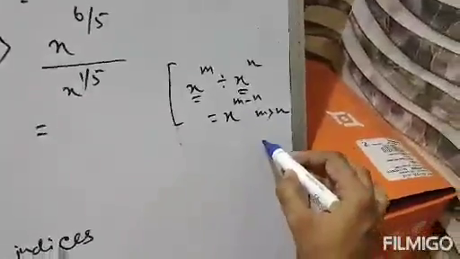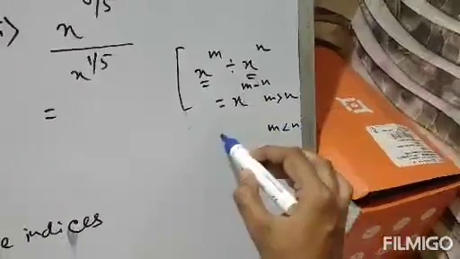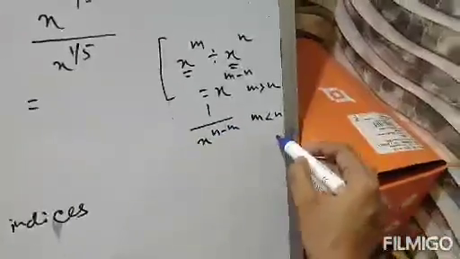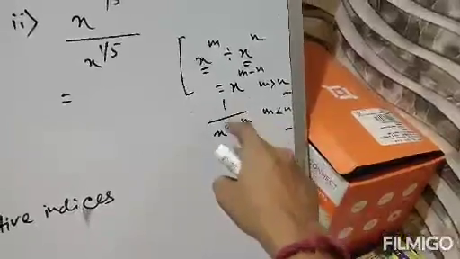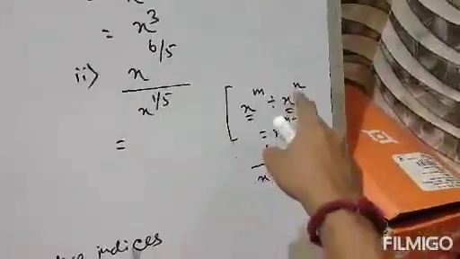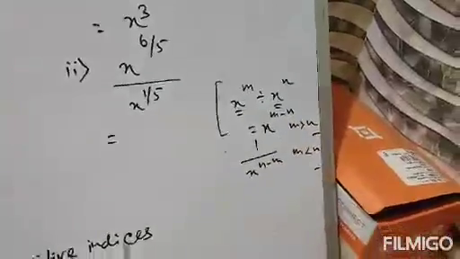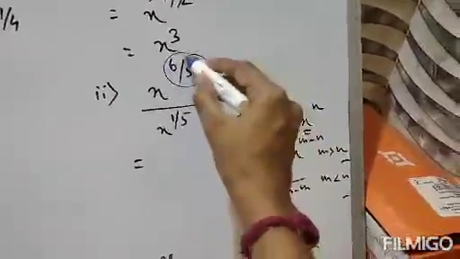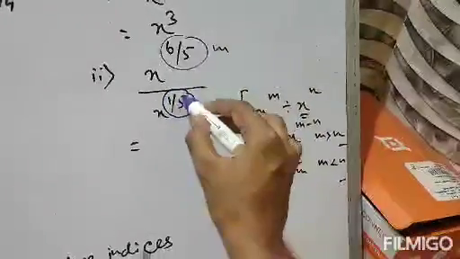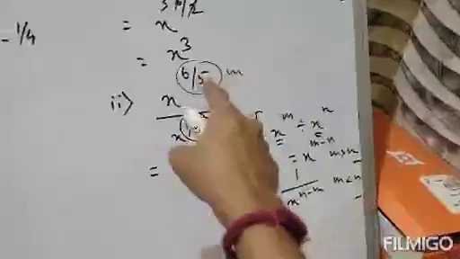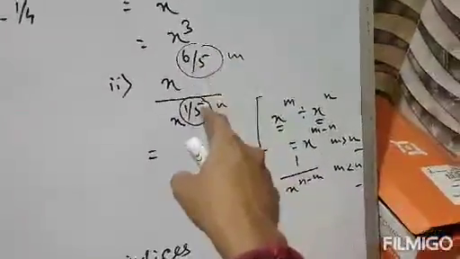Clear? And if power m is less than n, then the formula is 1 by x to the power n minus m. So this was the formula. So we have to check whether the power m is greater than n or less than n. This is considered as m, and this is n. Clearly we can see that m is greater than n, because this is 6 by 5, this is 1 by 5. So denominators are same.